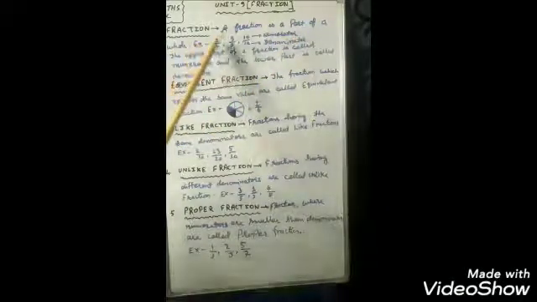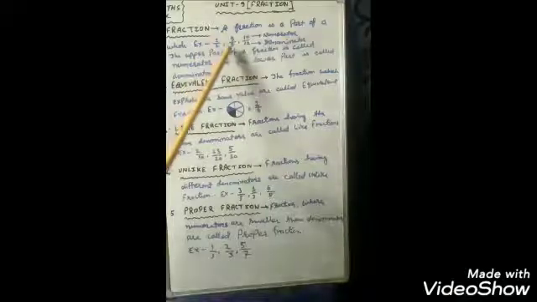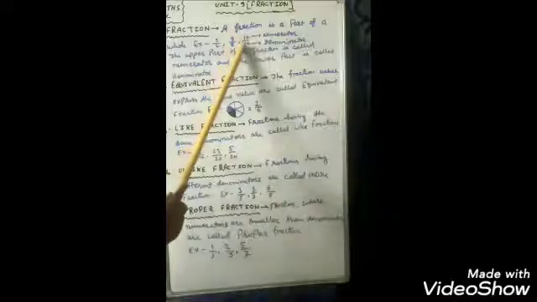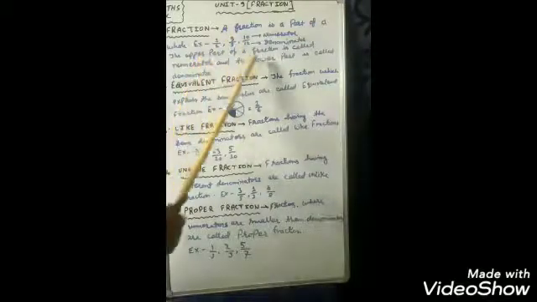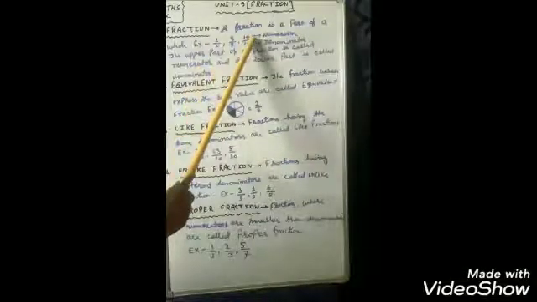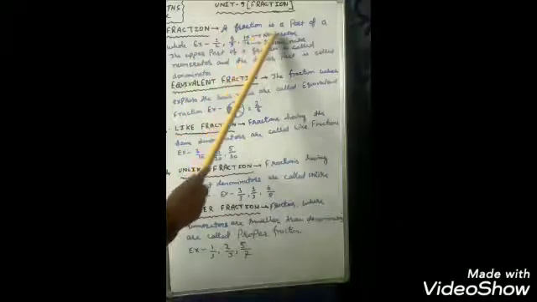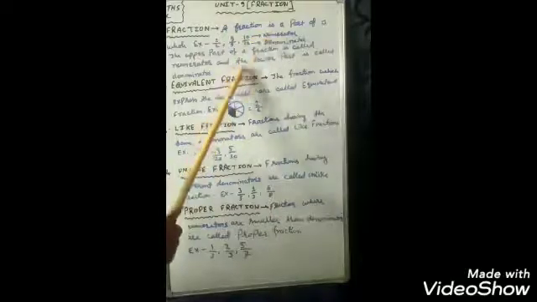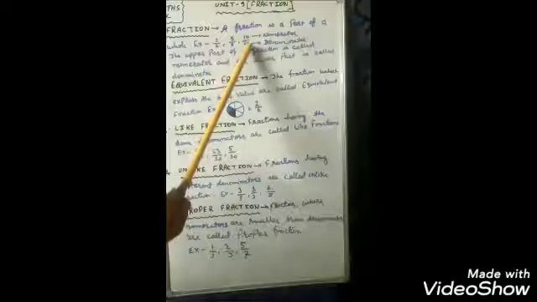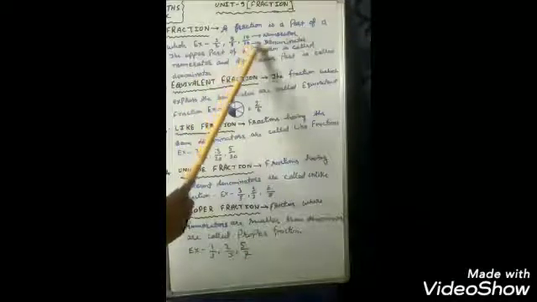For example, 1 by 2, 5 by 9, 10 by 12. The upper part of a fraction is called numerator. 10 is the upper part, that's why it is called numerator. And the lower part is called denominator. And 12 is the lower part, that's why it is called denominator.